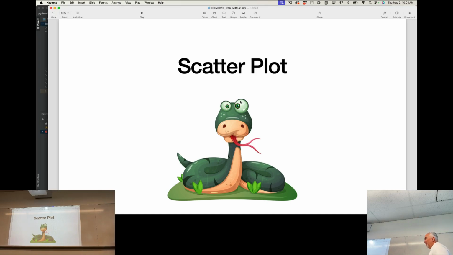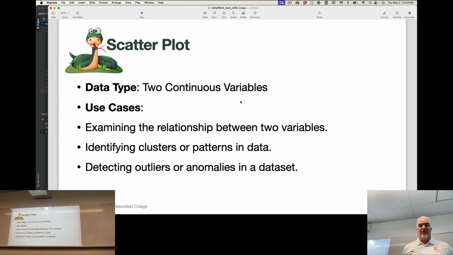So if we want to find out if there's a relationship between two things, I can use two continuous variables. You can also use two discrete variables that are still a rank variable, but it works best if you're using two continuous variables. And this allows me to see, is there a relationship between those two variables?